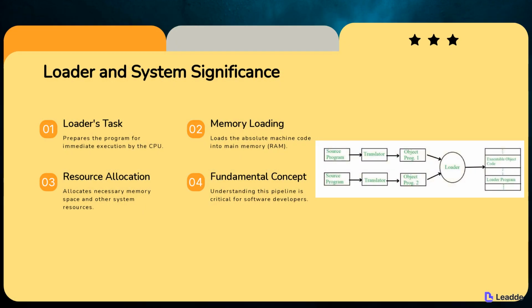The final component in the pipeline is the loader. The loader's task is to prepare the program for immediate execution by the central processing unit. This involves loading the absolute machine code directly into main memory, or RAM. The loader also handles resource allocation, ensuring the program has the necessary memory space and other system resources to run. A thorough understanding of this entire pipeline is a fundamental concept and is critical for all software developers.